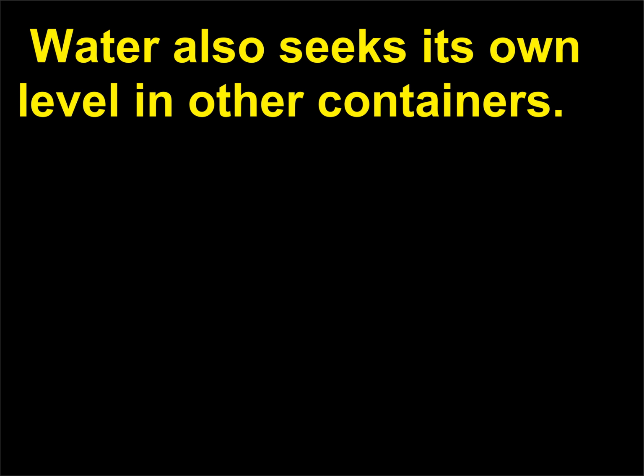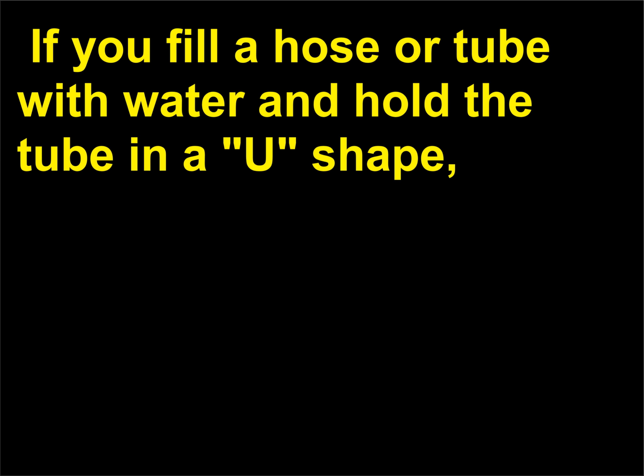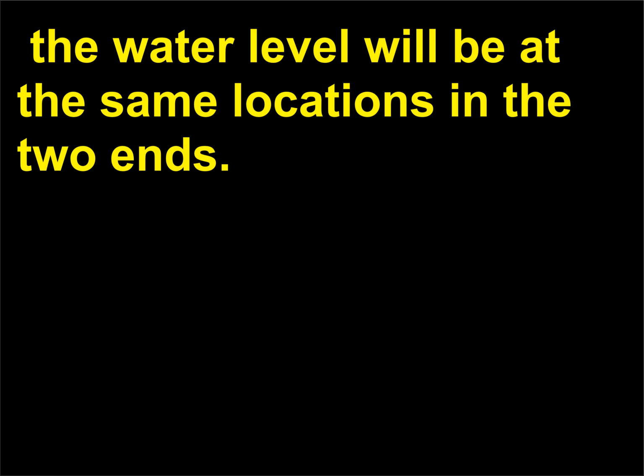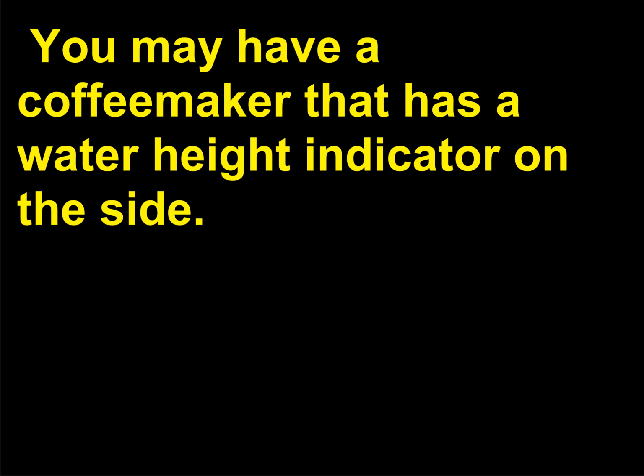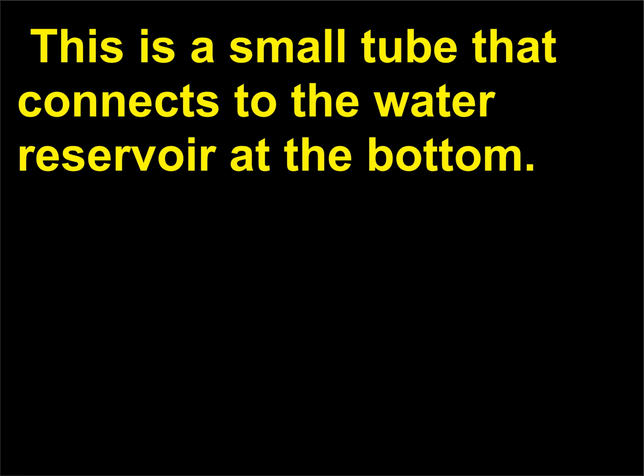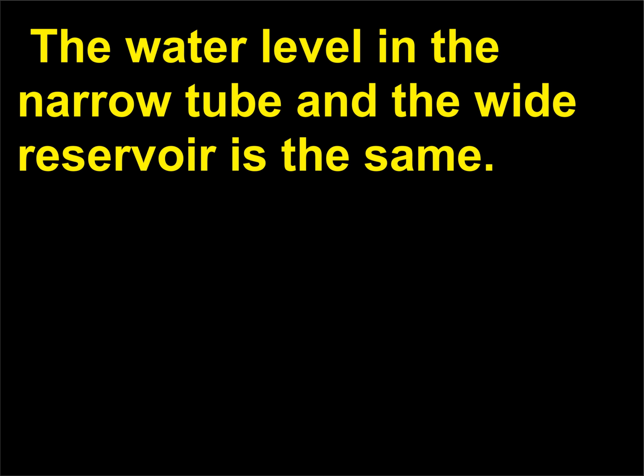Water also seeks its own level in other containers. If you fill a hose or tube with water and hold the tube in a U-shape, the water level will be at the same locations in the two ends. You can use the U-tube to make a device to show you equal heights at two different locations. You may have a coffee maker that has a water height indicator on the side. This is a small tube that connects to the water reservoir at the bottom. The water level in the narrow tube and the wide reservoir is the same.